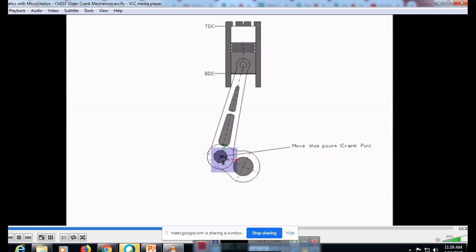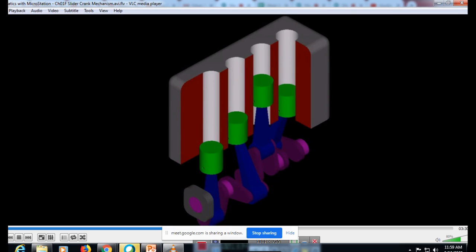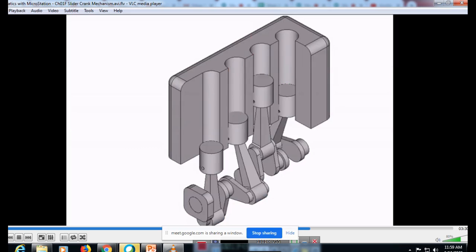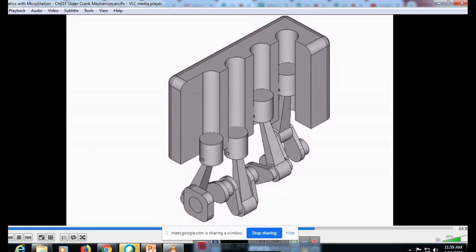This is an example of the slider crank mechanism, as in pumps and compressors. You can see the rotary motion at the bottom and the reciprocating motion at the piston side, in a cylinder, moving from top dead center to bottom dead center. Several slider cranks can be arranged in line like this. Now you can see several inline engines, with all the slider cranks attached to one crankshaft.